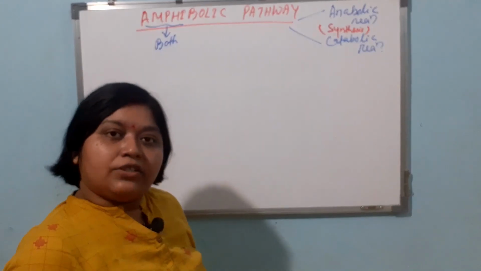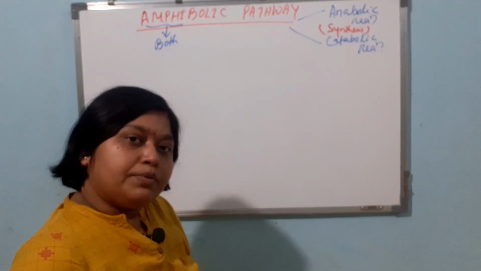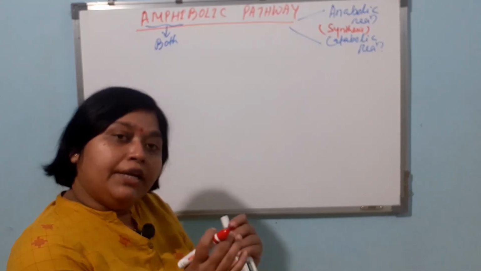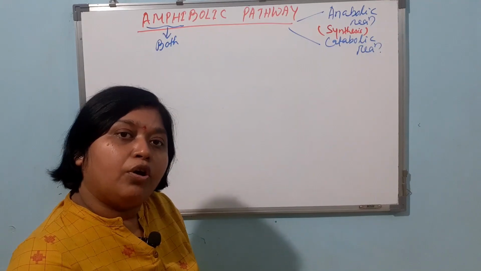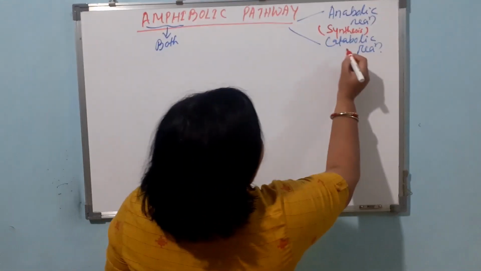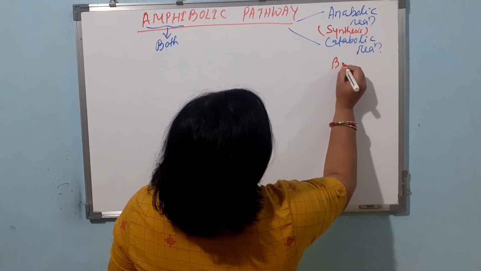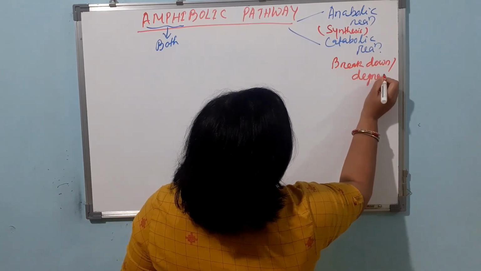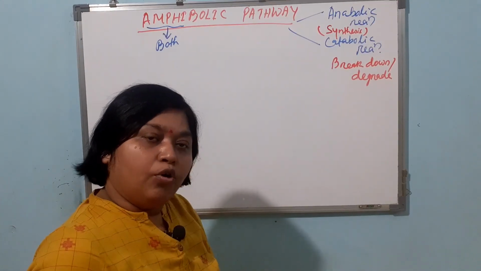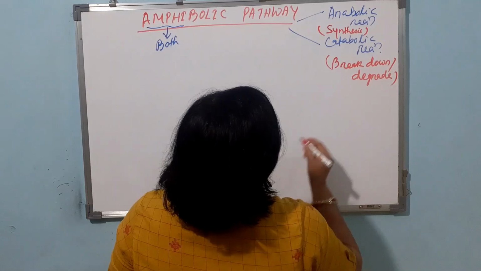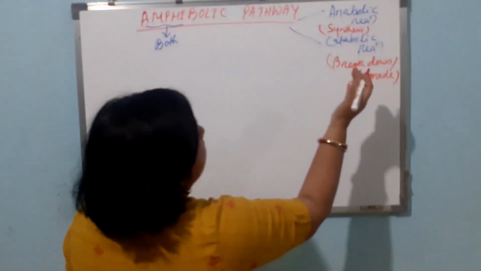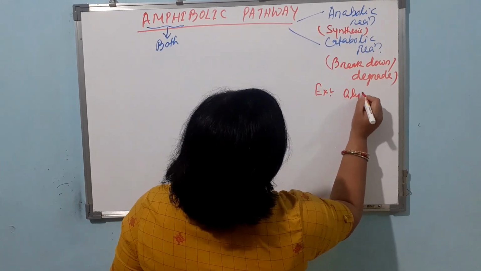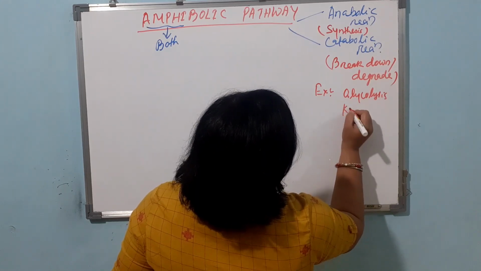During this anabolic reaction phase, one substrate will combine with any other substrate or enzyme to form a new substrate or new product or molecule. But in a catabolic reaction, the substrate will break down or degrade to form smaller molecules. For example of this amphibolic pathway, you can take glycolysis and the Krebs cycle.